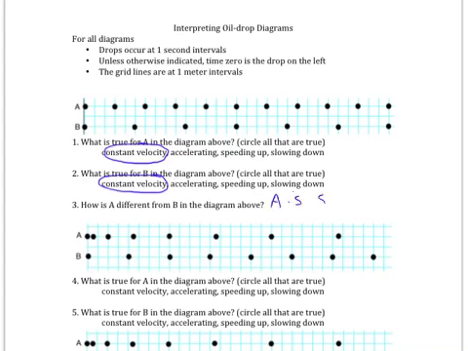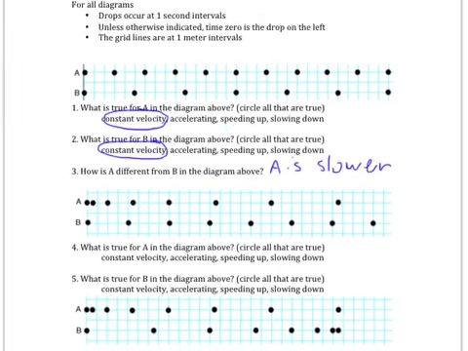A is slower than B. Sorry for my sloppy handwriting. You try writing with one of these things. All right, let's see what we got next.